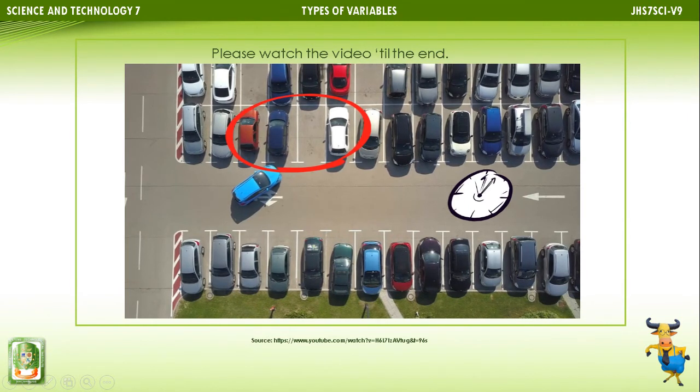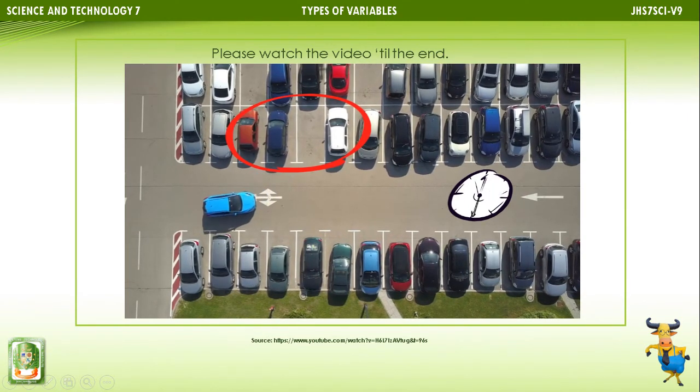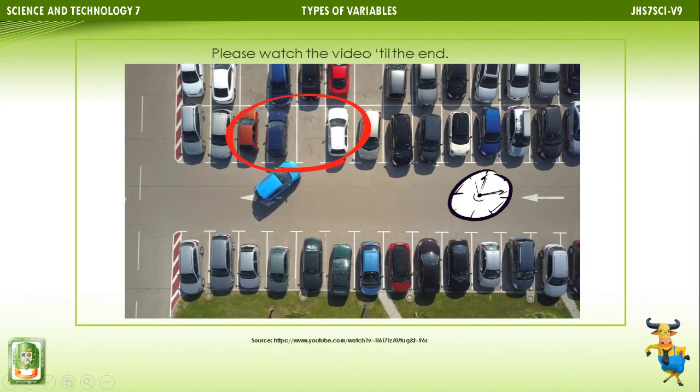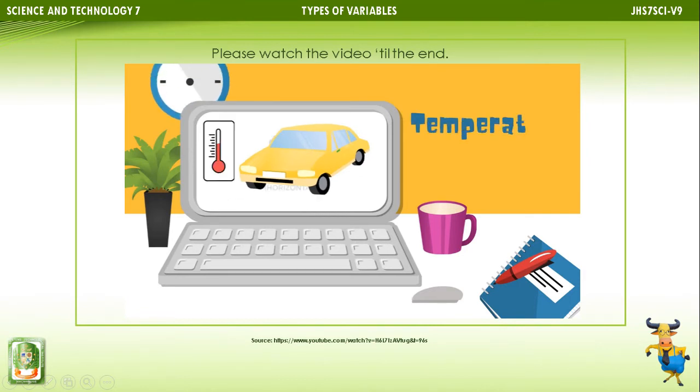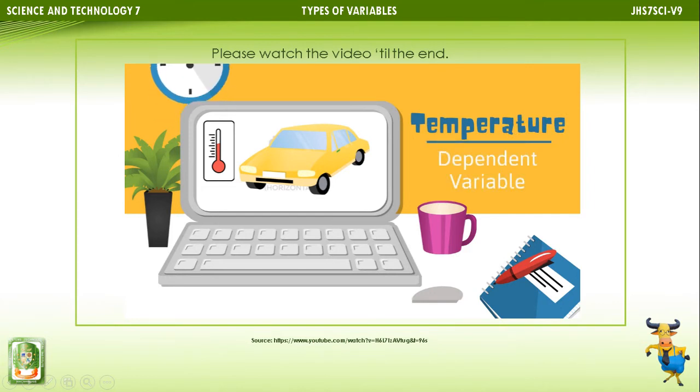The color of the car is the independent variable because you have 4 different colors and you change this. Remember, the independent variable is what you change in the experiment. The temperature inside each car is your dependent variable. It may vary according to the car's color. You will be measuring this variable by taking the temperature inside the car every 30 minutes. Remember, the dependent variable is what you are measuring.